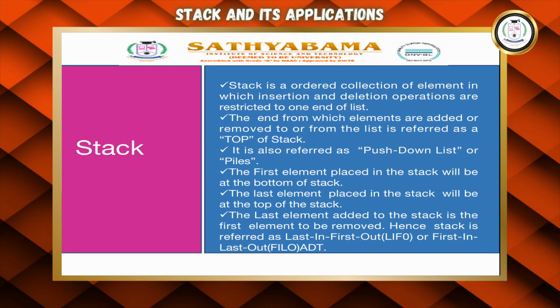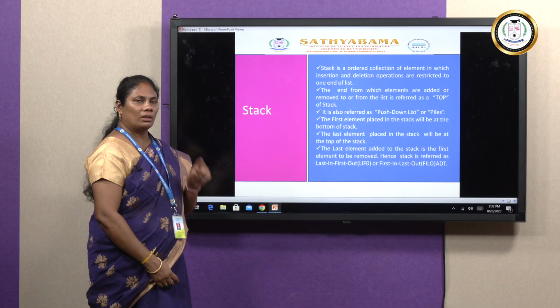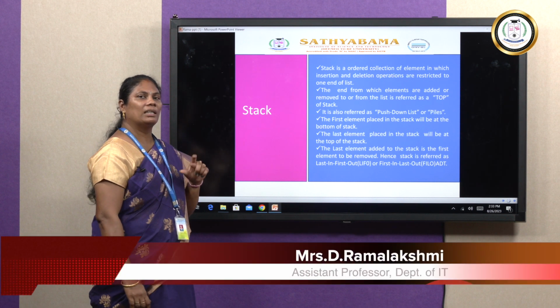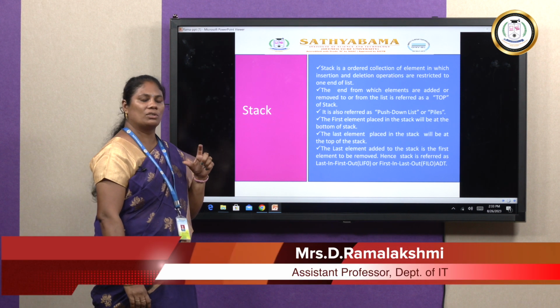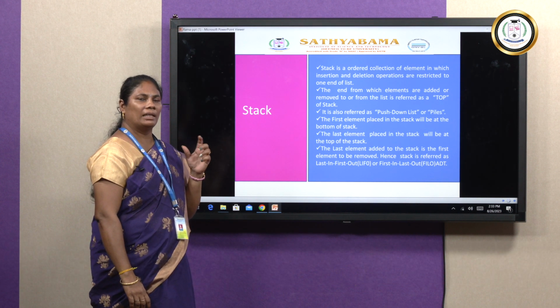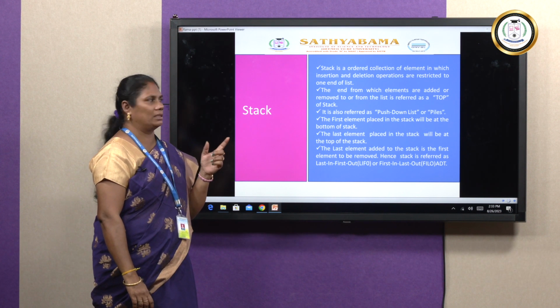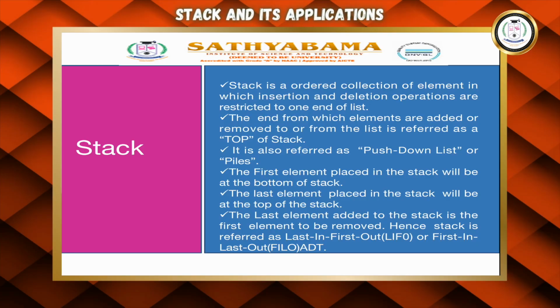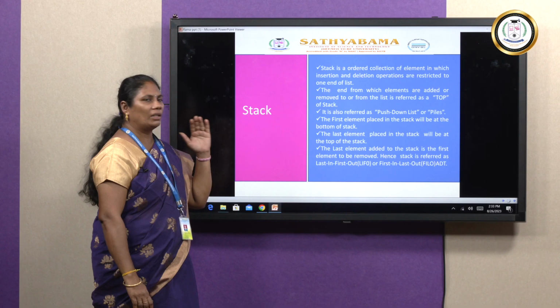What is called a stack? A stack is an ordered collection of elements in which insertion and deletion operations take place at one end of the list. When we want to insert or delete an element at one end of the list, that end, where elements can be added to or removed from the list, is referred to as the top of the stack.